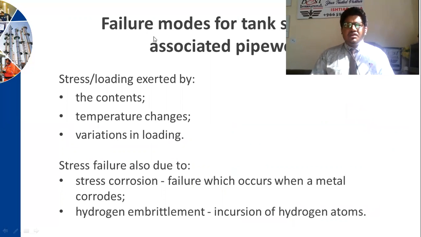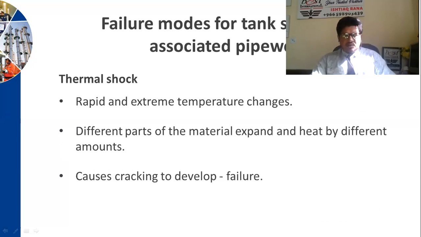Now, failure modes for tank shells and associated pipe work: stress loading exerted by the contents, temperature changes, variations in loading, stress period, and also stress corrosion failure, which occurs when metal corrodes, and hydrogen embrittlement, incursions of hydrogen atoms, and thermal shock.